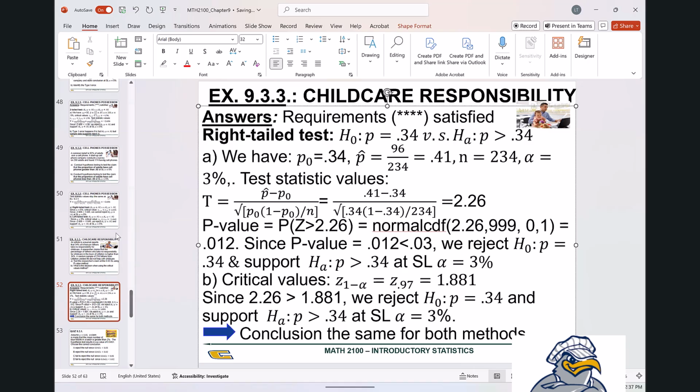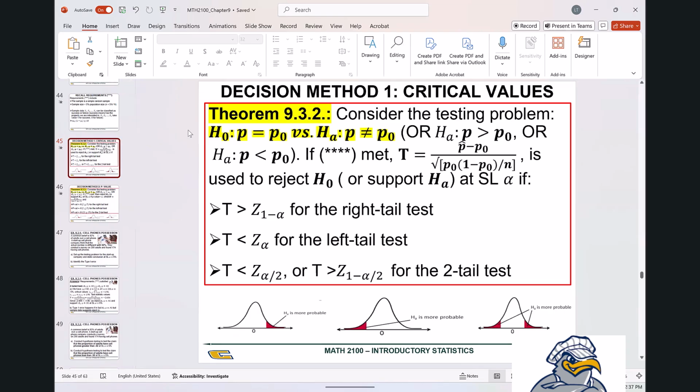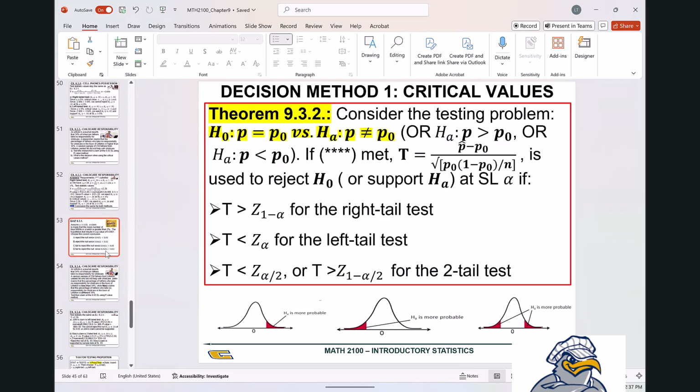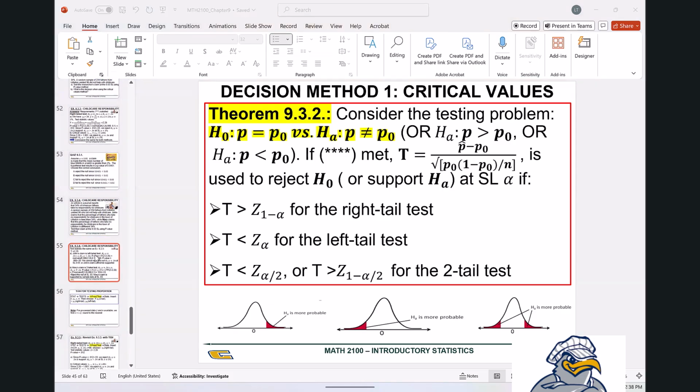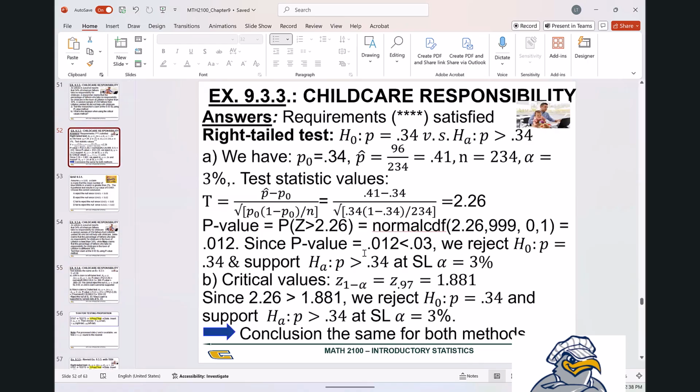And say if we want to use the critical value method, then we have to stick with theorem 93 here. So for a right-tail test, the test statistic will be the same, right? But the decision will be you can reject if your t is greater than z sub 1 minus alpha. So in this case, your z sub 1 minus alpha will be z 0.97, which is just the inverse norm of 0.97, and it gives you 1.88 here.